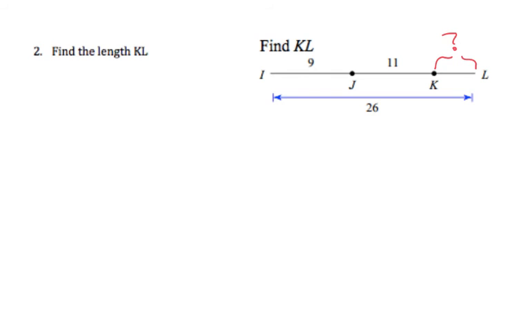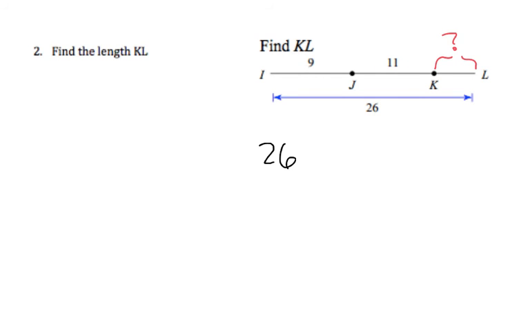All right, here's another one. We're looking to find the length of KL. KL is this little piece right here. Okay, notice a little question mark. All right, now they tell us that the whole thing is 26. So we know the whole thing's 26. And they also give us IJ, which is 9, and JK, which is 11.